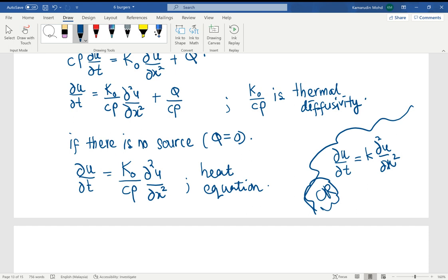So that is the heat equation, where in this equation we have one dependent variable U. U is the temperature. We have the independent variables X and T. So the heat equation here can be solved using method of separation of variable.